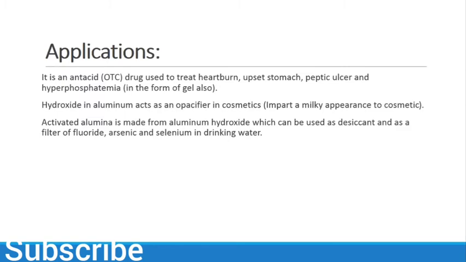And what are the applications? It is an antacid, OTC. What is OTC? Over the counter drug. You can buy an OTC product without a prescription. It is used to treat heartburn, upset stomach, peptic ulcer, and hyperphosphatemia. It is also available in the form of a gel, aluminum hydroxide gel, and this gel is also used to treat all these symptoms. Aluminum hydroxide also acts as an opacifier in cosmetics, imparting a milky appearance to cosmetics.